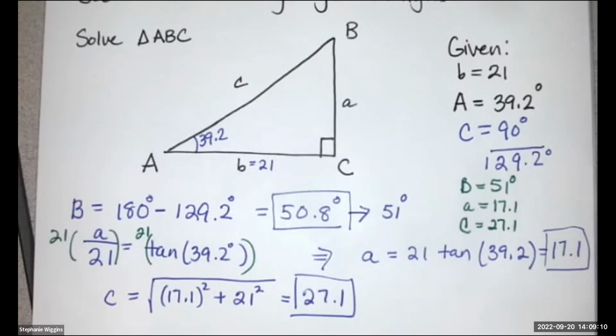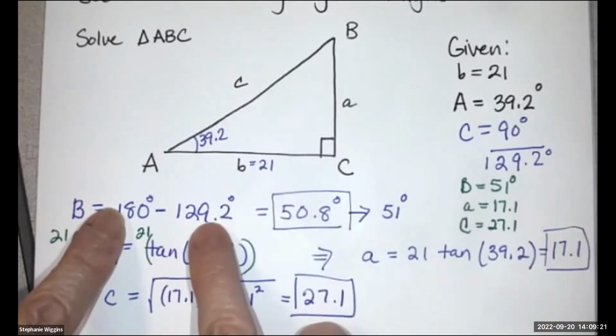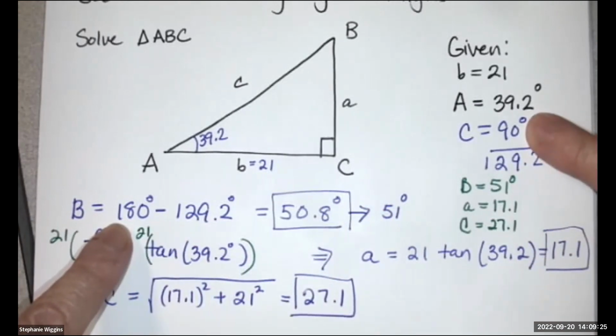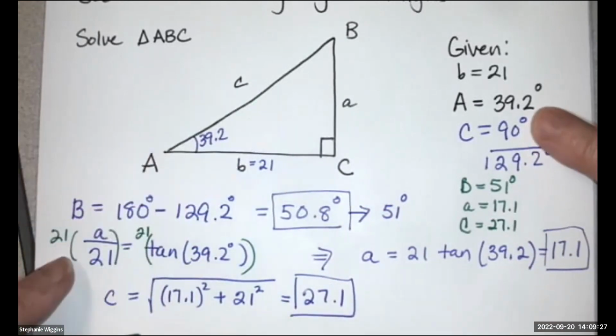Well, I need at least three pieces of information, so it depends on what you're given. Like if you're given two angles, then you want to just add the two angles together and subtract from 180. I was given that this is a right triangle, so I knew that C was 90. I was also given A.